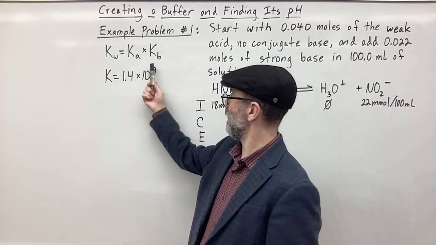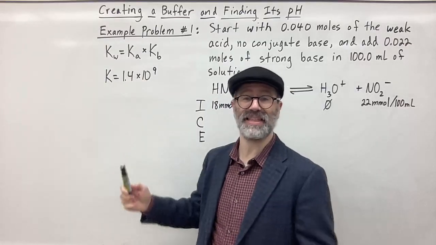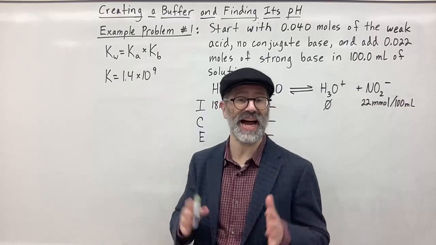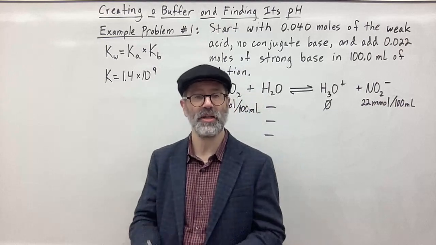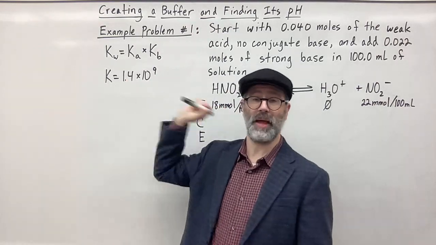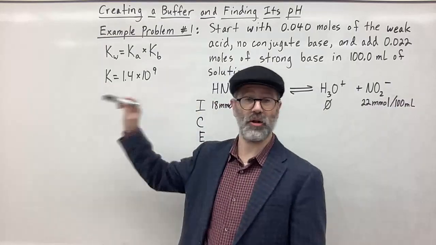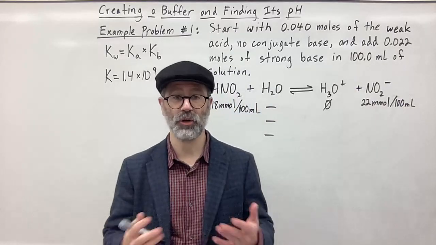You can see that this is a very large number, and therefore that indicates that the reaction would go to completion, which is the whole point of why we did the stoichiometry first. The K value indicates that it's going 100%, so it's going to go all the way. So you do the stoichiometry first, and then you do the ICE table with the equilibrium.